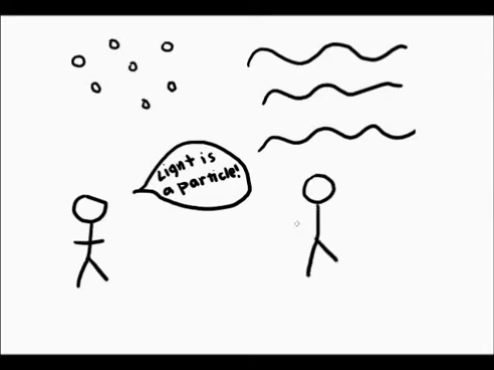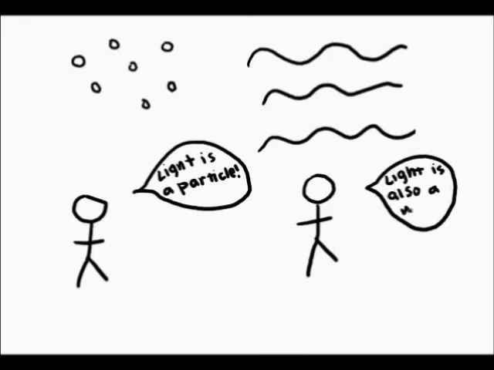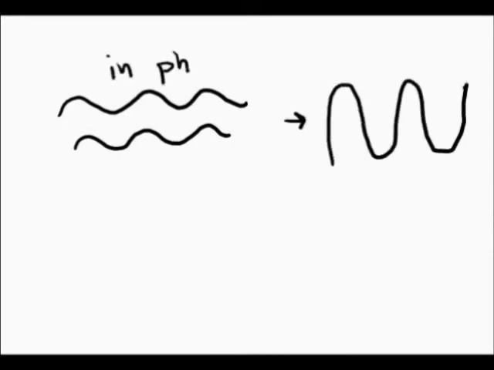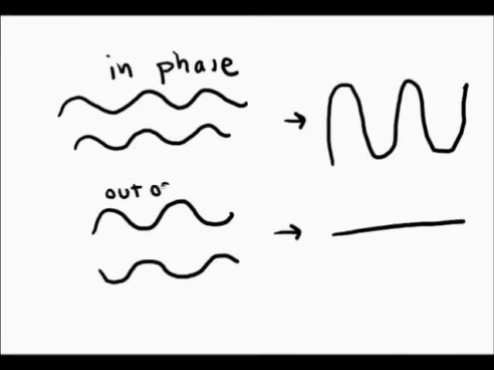When light waves from a single source travel 2 different paths and arrive at the same point, they can combine or cancel each other out. This behavior is called interference. So as I said earlier, light can either travel in phase and combine into a larger wave, or travel out of phase and cancel each other out.